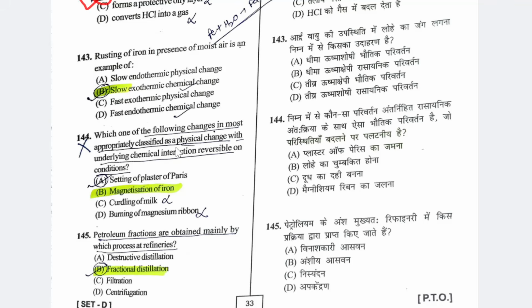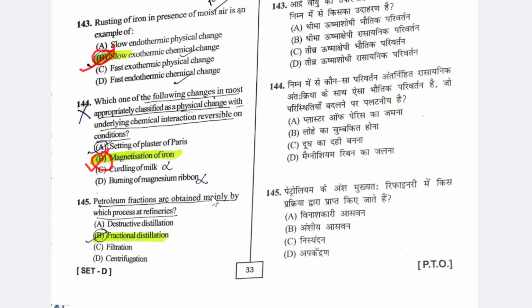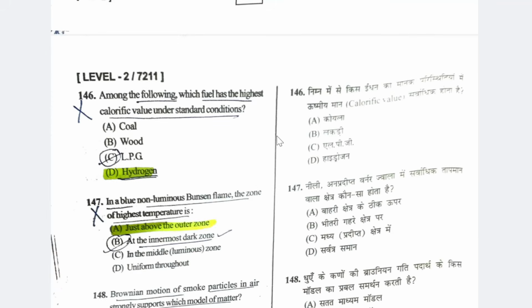Rusting of iron in presence of moist air is an example of slow exothermic chemical change. Option number B will be the correct answer. Which one of the following changes is most appropriately classified as a physical change with underlying chemical interaction reversible on conditions? So option number B, magnetization of iron will be the correct answer. Petroleum fractions are obtained mainly by which process at refineries? So these are obtained by fractional distillation. Option number B will be the correct answer.